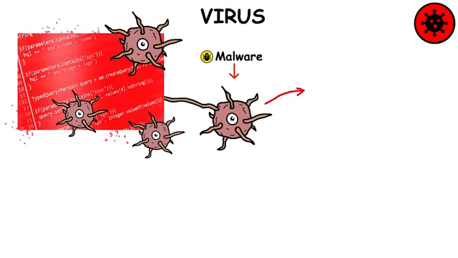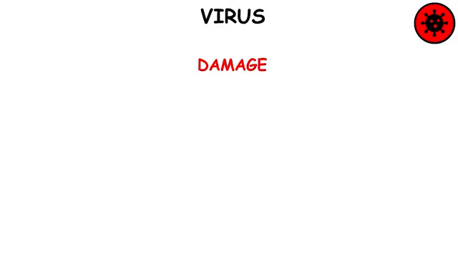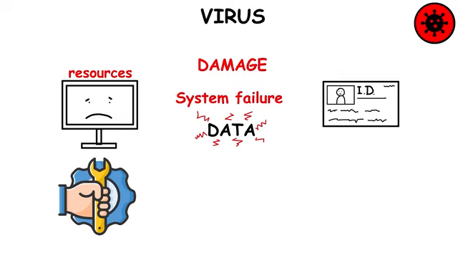Viruses generally require a host program, writing its own code into it, and when the host program runs, executing its own code first, it causes infection and damage. It usually causes damage due to causing system failure, corrupting data, wasting computer resources, increasing maintenance costs, or stealing personal information.